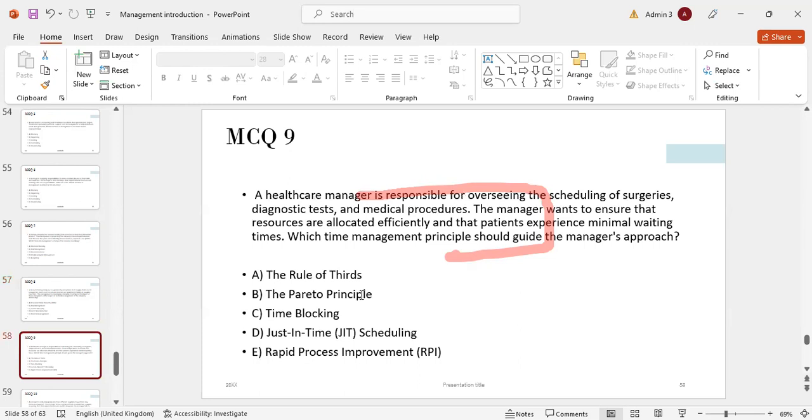MCQ number 9: A healthcare manager is responsible for overseeing the scheduling of surgeries, diagnostic tests, and medical procedures. The manager wants to ensure that resources are allocated efficiently and that patients experience minimal waiting time. What time management principle should guide the manager's approach? Rule of thirds, the Pareto principle, time blocking, just-in-time scheduling, or rapid process improvement? D. Yes, D is the right answer, just-in-time. Just-in-time means at the time of need.